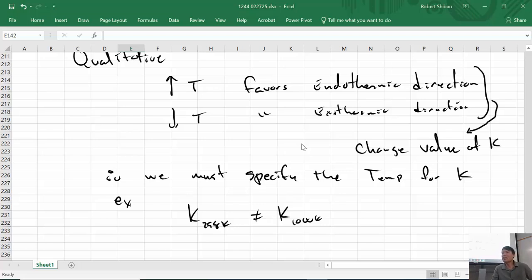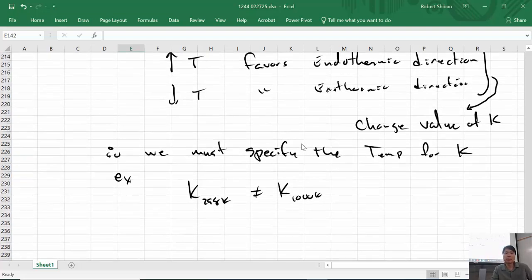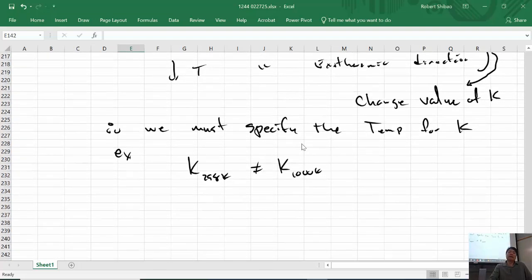If the temperature is not specified, what temperature do you think they're talking about? 1563 Kelvin? If the temperature is not specified, what temperature do you think that K value is for? Room temperature. Yeah. And so if they didn't specify the temperature, you're just going to make a pretty safe assumption that they're talking about room temperature.